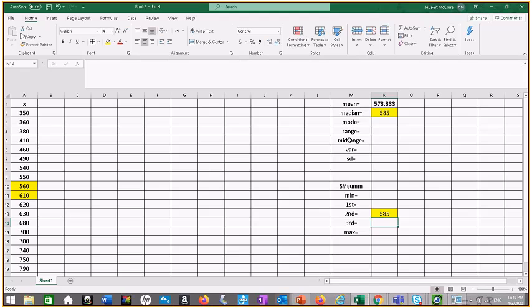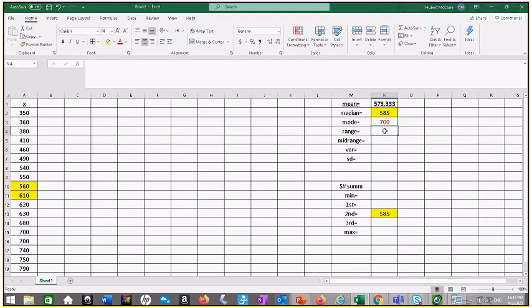All right, mode. I think 700 showed up the most. Y'all check me. I think 700 is the mode. Now I'm going to put 700 in red letters. Why am I going to do that? Because that's the only one that's not calculated. You have to observe the mode.